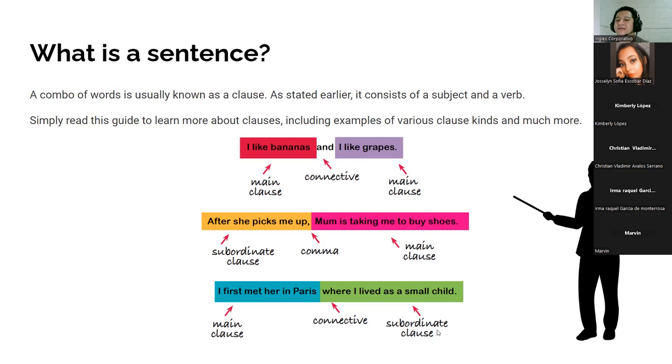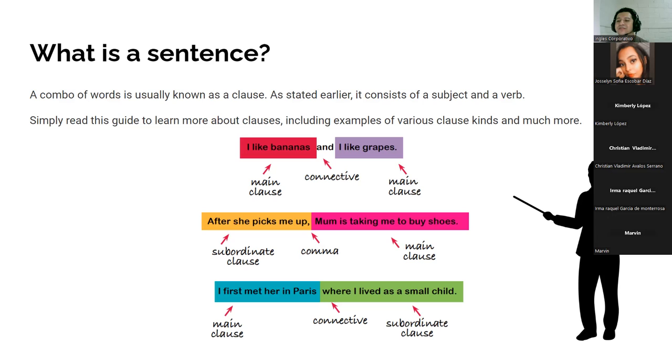¿Cuál es la independiente? ¿Cómo sabemos, verdad? Por ejemplo, en la segunda dice, after she picks me up, mom is taking me to buy shoes. So, la independiente siempre va a ser la oración que tenga sentido ella sola, que no necesite de otras palabras para poderla entender. Si yo digo, mom is taking me to buy shoes, ¿qué es lo que quiere decir eso? ¿Cómo se traduce esa oración? How do you translate it? Mamá me lleva a comprar zapatos. Exactly. Mom is taking me to buy shoes. Mamá me está llevando a comprar zapatos.